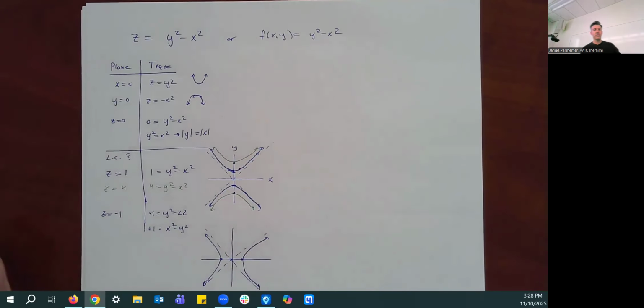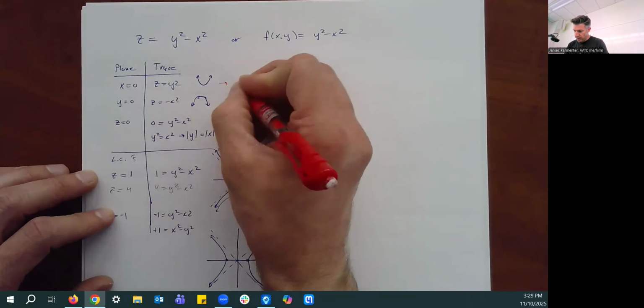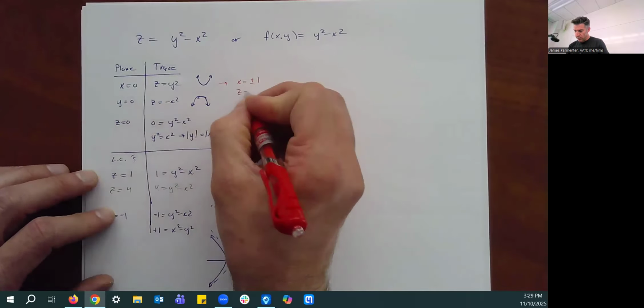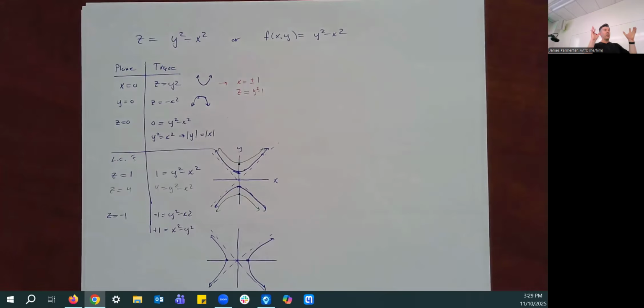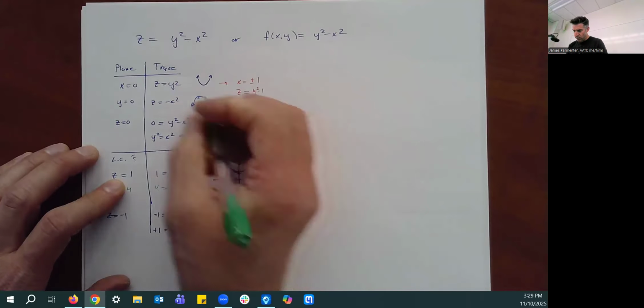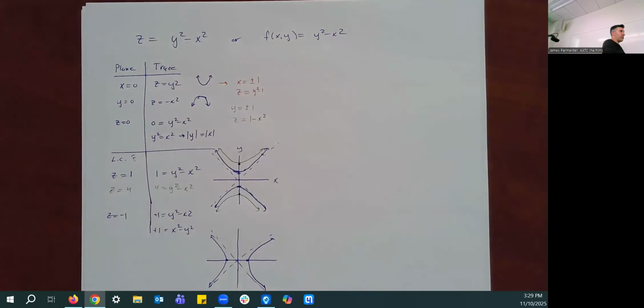Now, to answer a previous question, for this one, it also does make sense to think about level curves in the different directions. But they're not that hard to think about because here, if you let x equal, let's say plus or minus 1, you're going to get z equal to y squared minus 1. So it's just going to shift your parabola down by 1 if you move in the x direction. And similarly, if you were to set y equal to plus or minus 1, you're going to get z equal to 1 minus x squared. So you're shifting your downward opening parabola up 1.